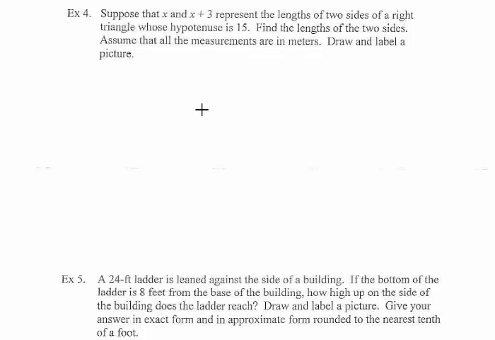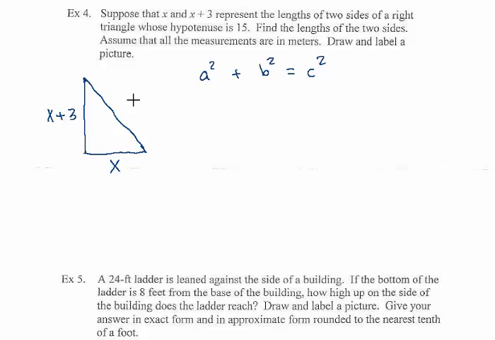Alright, example 4. The idea is the same. We're going to apply the formula a squared plus b squared equals c squared once we lay down the dimensions of our triangle. And here they're sort of switching it up on us. They're going to throw in a variable instead of just giving us the numbers outright. This problem tells us that we have legs of x and x plus 3, and the hypotenuse is 15.